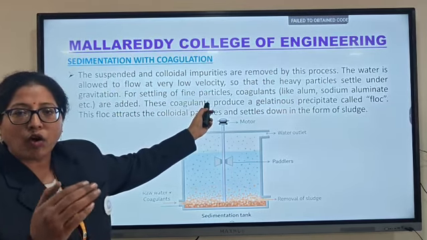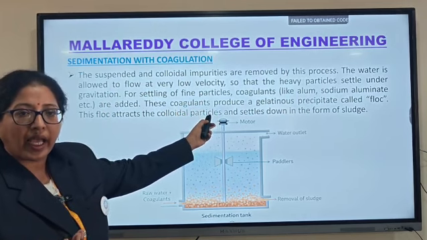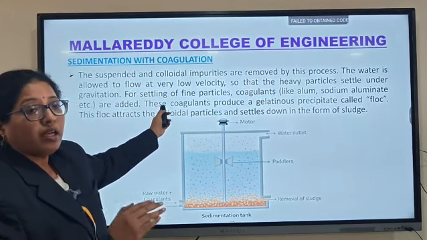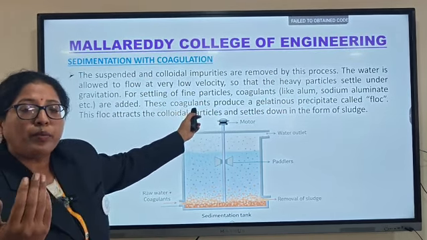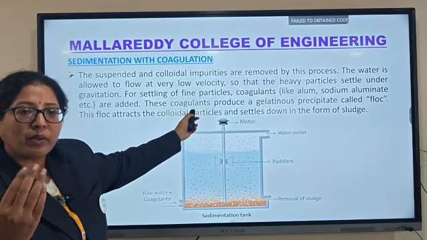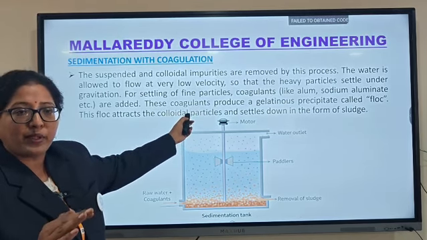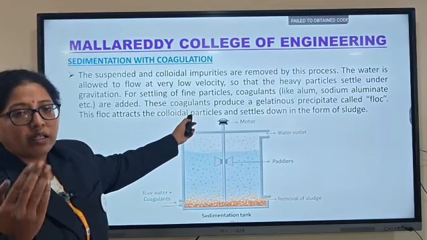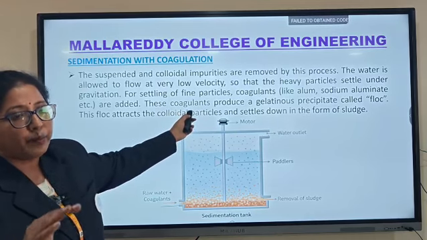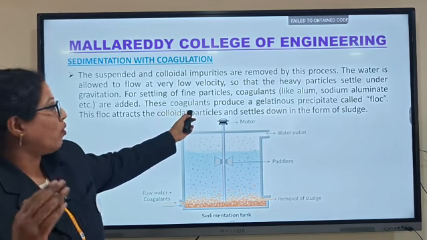After aeration, the water enters into the sedimentation tank. In the sedimentation tank, the suspended and colloidal impurities are removed. In the sedimentation tank, we are adding coagulants like alum and sodium aluminate. This alum and sodium aluminate form a gelatinous precipitate that is called floc. This floc attracts the colloidal impurities which are present in the water.